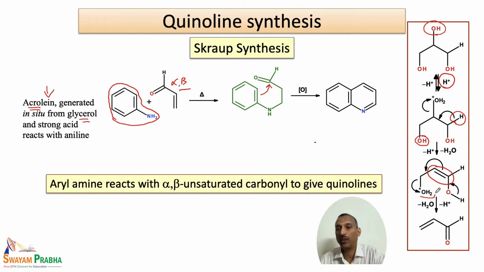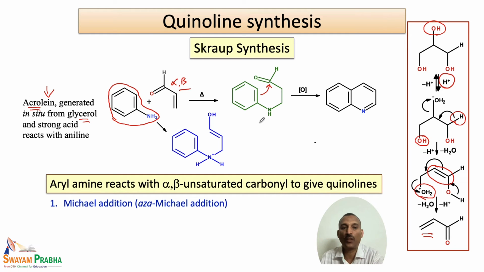So we end up with the H2O+ ion, and once the H2O+ ion is added to this hydroxyl group, this loses one of the hydrogen atoms, and the shift of the double bond leads to the formation of acrolein. So this acrolein is formed in situ, and this formed acrolein undergoes further reaction. As I mentioned, this particular reaction is a Michael addition reaction, especially since the nitrogen is involved. This reaction is actually called an aza-Michael addition reaction. So this is the first step.